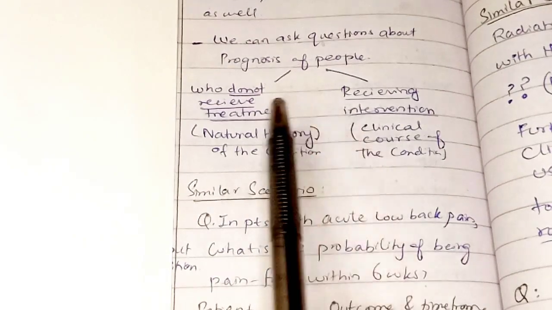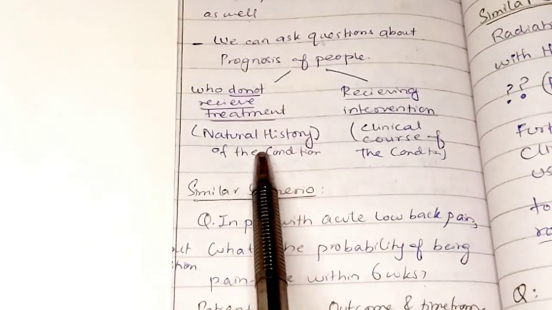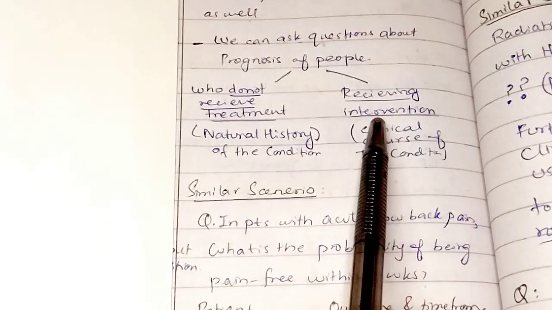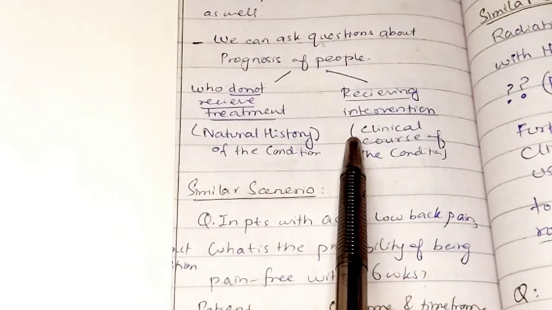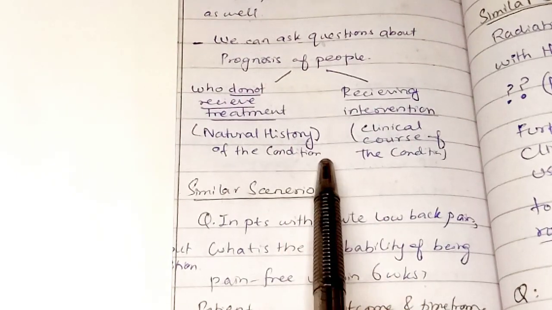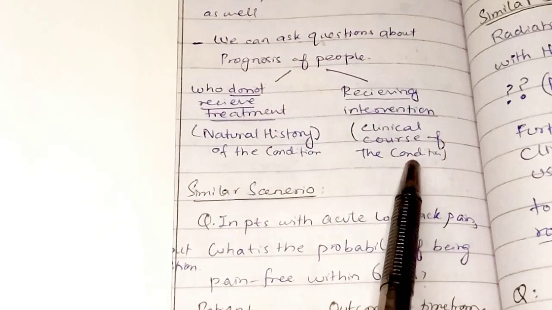All right. So if they are not receiving any treatment, that is referred to as the natural history of the condition. And if the patients are receiving intervention, it means that the question related to prognosis is going to be referred to as the clinical course of the condition.